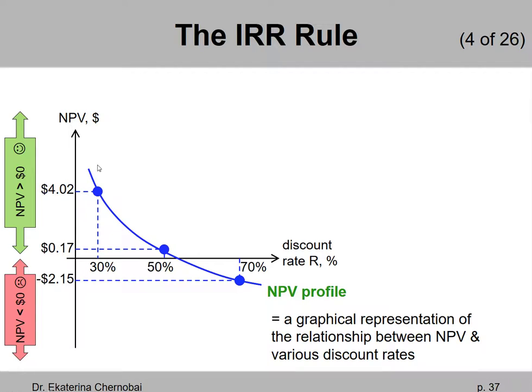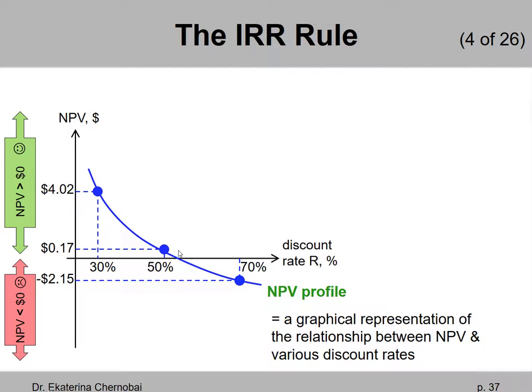And this is something we actually had already in chapters 5 and 6 a long time ago, where we saw how the higher the interest rate, the lower the present value, right? And present value of all future cash flows is a big part of the net present value calculation. So the net present value profile is a graphical representation of the relationship between the net present value and various discount rates. And it's a negative relationship because the line slopes down and to the right.